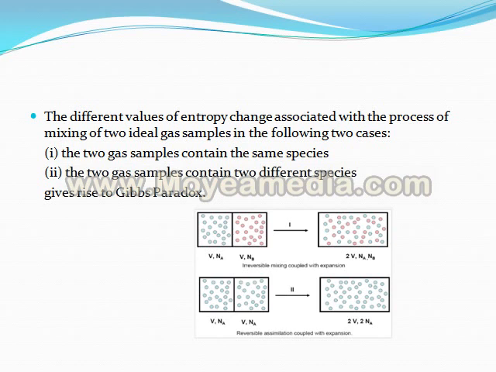The different values of entropy change associated with the process of mixing of two ideal gas samples in the following two cases give rise to Gibbs paradox. First, the two gas samples contain the same species. Second, the two gas samples contain two different species. In the diagram, the first one shows the mixing of two different species and the second one shows the mixing of same species.